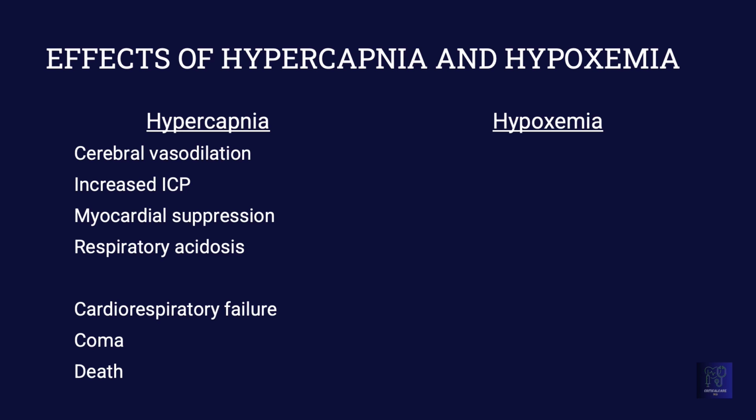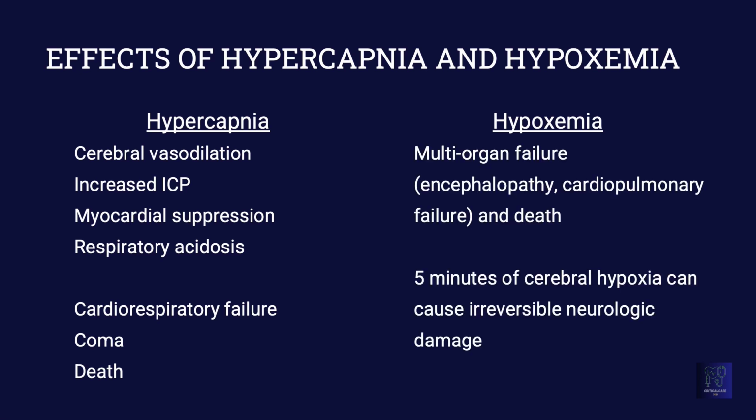Every cell in the body needs oxygen for metabolism, so when there is low oxygen, there can be multi organ failure and death. Certain tissues, like the brain, are extremely sensitive to hypoxemia. Even 5 minutes of low oxygen can cause irreversible neurological damage. Some other tissues, like the skeletal muscle, can survive up to 30 minutes with low oxygen.